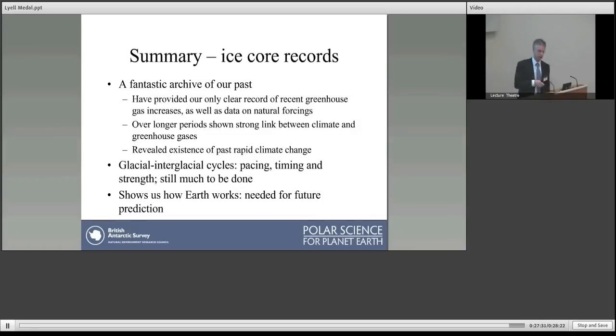So in summary, ice cores are a great archive of our past, and I'm very privileged to work on them, and that's probably only because ice cores exist that I'm able to stand here. They've given us various things we really wanted to know that give a factual, physical standing to some of the questions in climate science. On glacial interglacial cycles, although they've been studied so much by some very brilliant people over the last 40 years or more, there's still a lot to be done to really understand the pacing, timing and strength. But ice cores are showing us a lot about how the Earth works. They're needed for future prediction, and I hope they're going to carry on in this hall and elsewhere in the future.